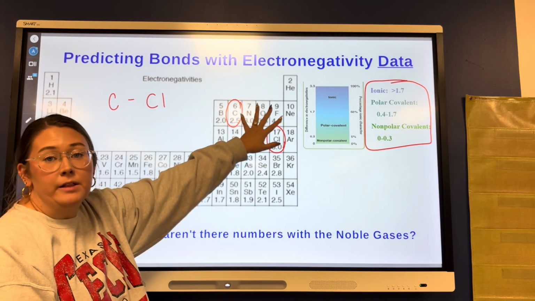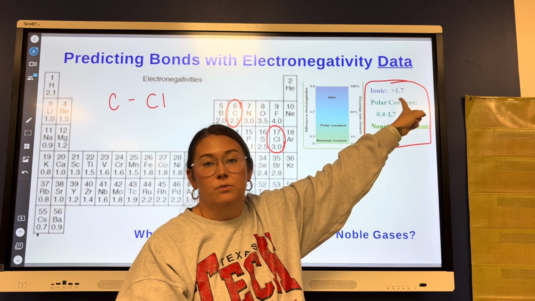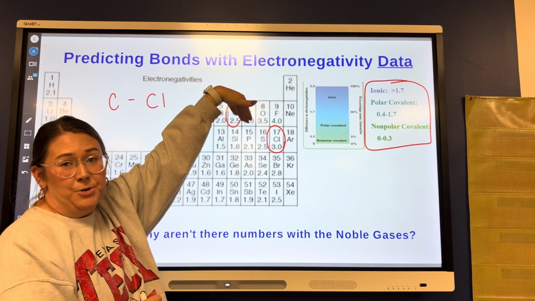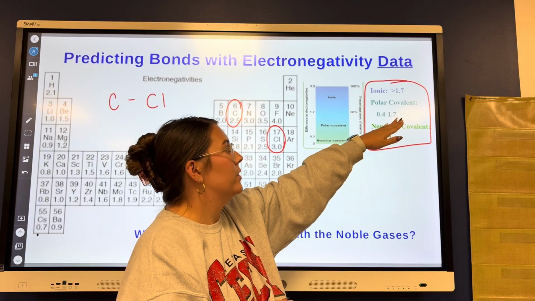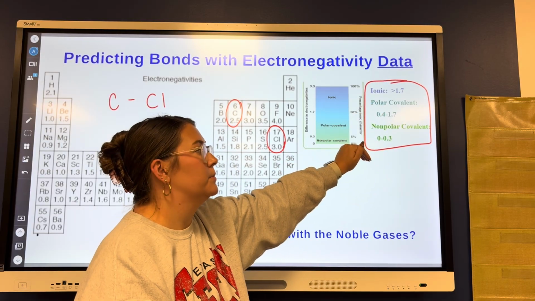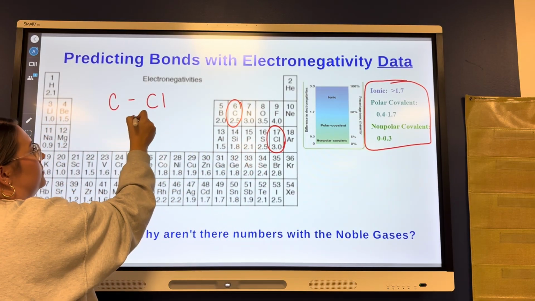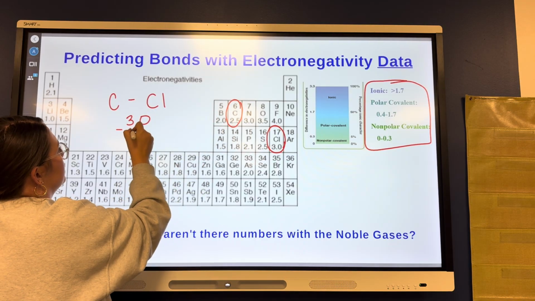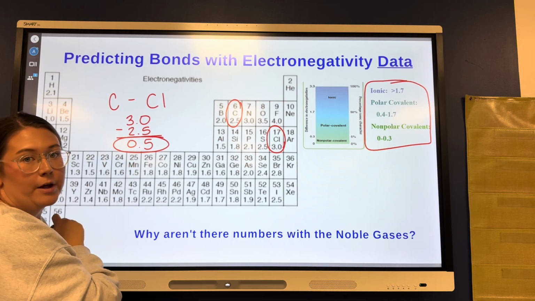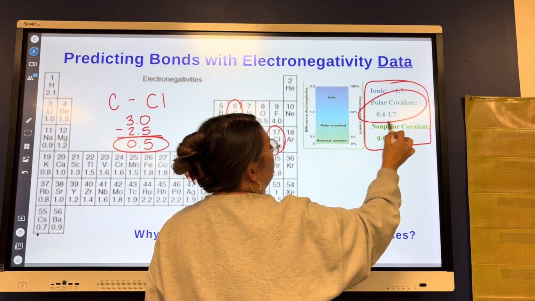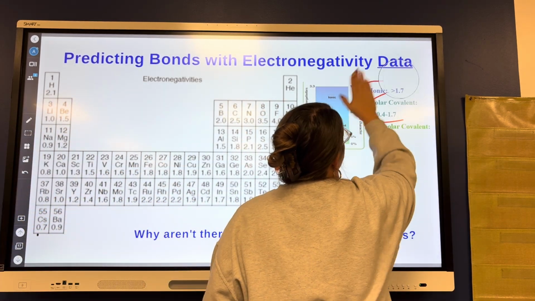We know that this would be covalent because it's nonmetals. If it were ionic, the difference between those values would be greater than 1.7. But we're looking at covalent, so polar or nonpolar. If it's polar, the difference is between 0.4 and 1.7. If it's nonpolar, the difference is between 0 and 0.3. So I would take the value for chlorine, because chlorine's bigger, which is 3.0, and subtract 2.5, and I have a difference of 0.5. That puts us in this polar covalent category. So that's just one example. Let's work some more.